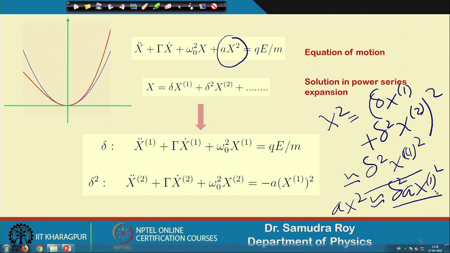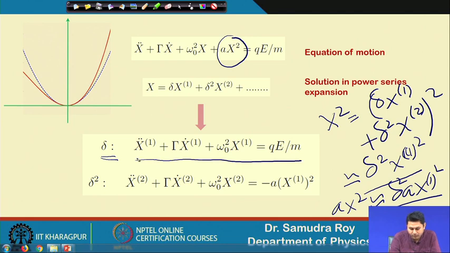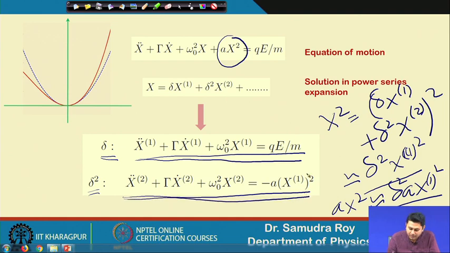Now the next thing is to separate out the solutions according to their weightage. The weightage of delta will give me the first order equation, which is nothing but the solution without any anharmonicity. That means the A term is not there. So we have our old equation that we use when our system is totally harmonic. But for the delta square term, we have the second order solution, or X2 solution, but in the source we have a new term sitting here. This is very, very important. Here the source term is the external electric field.